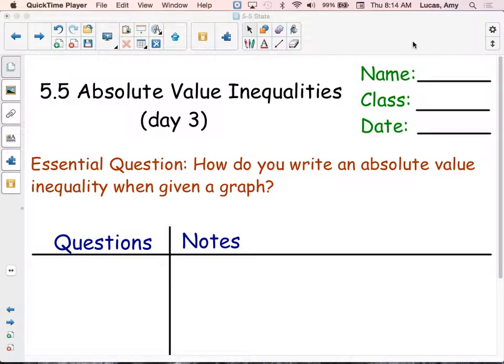Absolute Value Inequalities, Day 3. Our essential question today is, how do you write an absolute value inequality when given a graph?